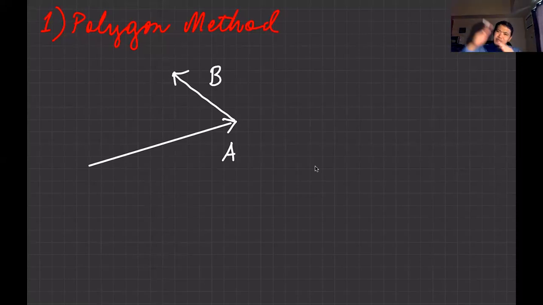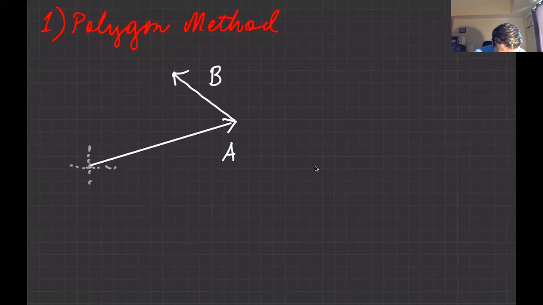So it's tip to tail. That's why it's called tip to tail, because you connect the vectors. And the resultant is drawn from the origin to the tip of the last vector. So here is our origin, the 0 mark. What you do is draw this line, and this is now your resultant. Again, our resultant is usually R, which is equal to A plus B.